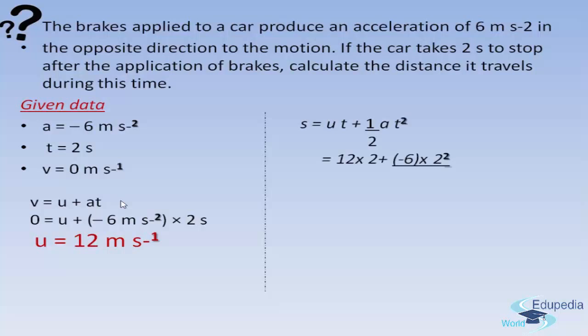Now we know that s = ut + ½at². In this formula, if we substitute the value of u, the initial velocity we have just derived, we get distance equal to 12 meters. So with this initial velocity, if the brakes are applied, then in 2 seconds the car will travel 12 meters. So that's how we apply these equations.